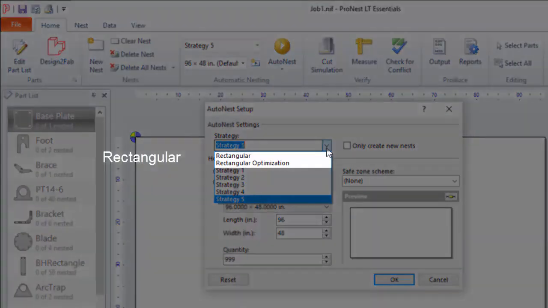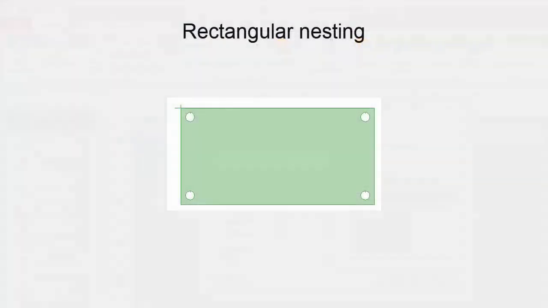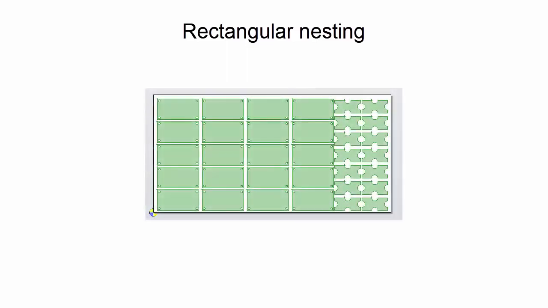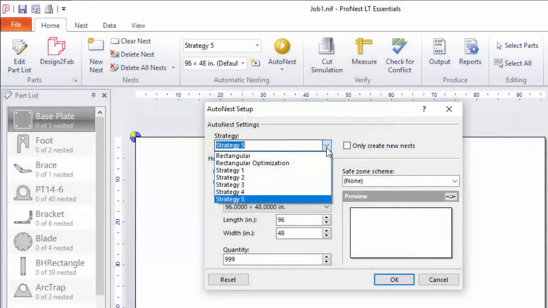First, let's take a look at the two rectangular options. So rectangular and rectangular optimization. With these, ProNest draws a rectangular box around the parts. And then it nests those rectangles. So this is a good fast option for rectangular shaped parts. However, it may not work well for parts with different shapes and contours.